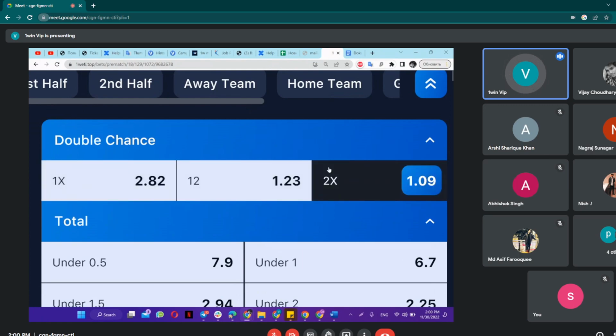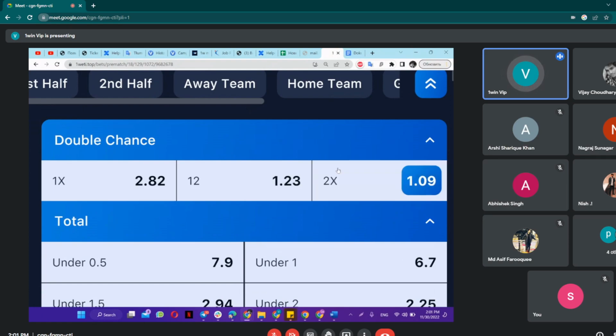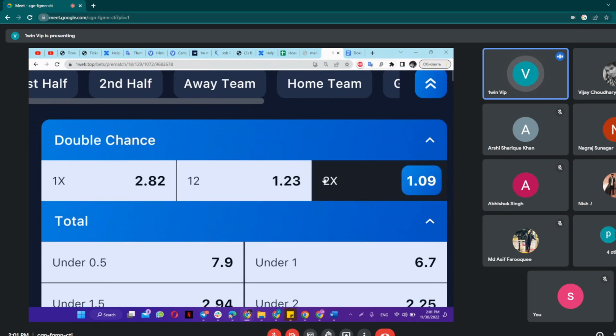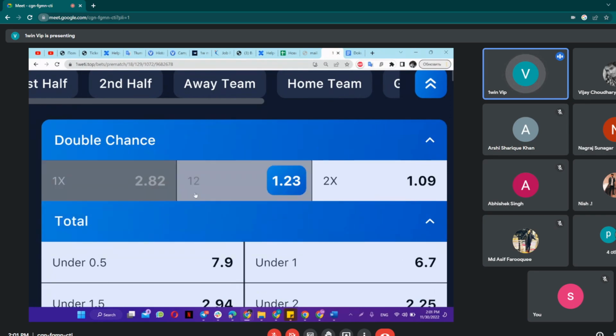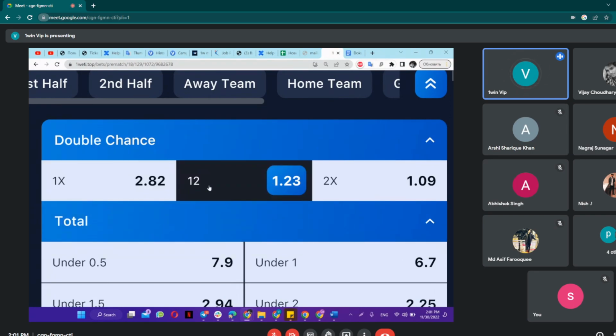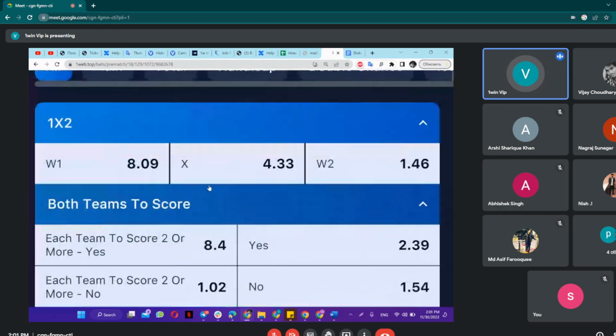Again, the same with 2x, winning of the second team or draw result. The only way for me to lose this bet is if the first team wins, because I'm placing a bet on winning of the second team or draw result. And here is the combination of winning of the first team or winning of the second team. So I will win my bet and receive a winning amount if the first team wins, or if the second team wins. So you can see it's just a combination.